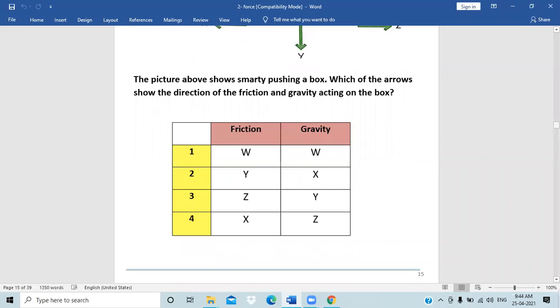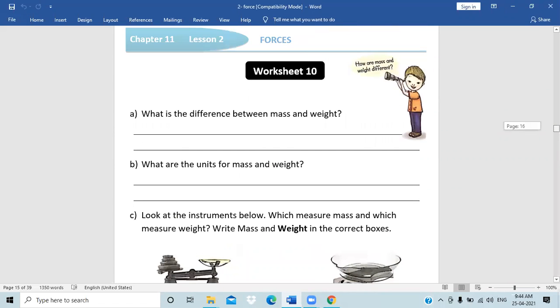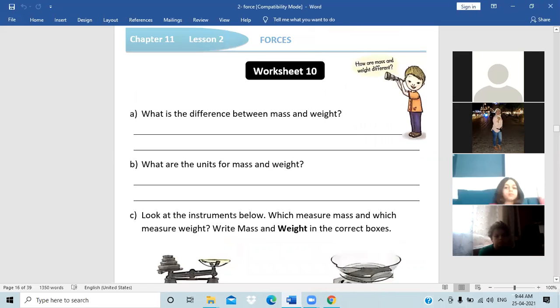Okay, so now let's go to page 16. In page 16, question A, they want us to know or write what is the difference between the mass and the weight.